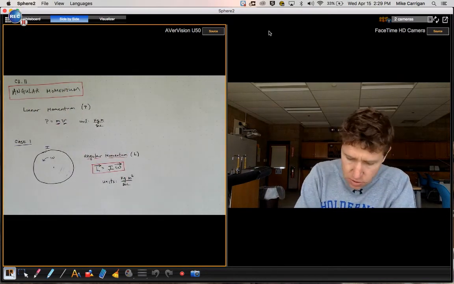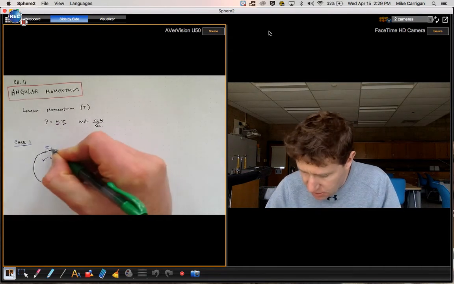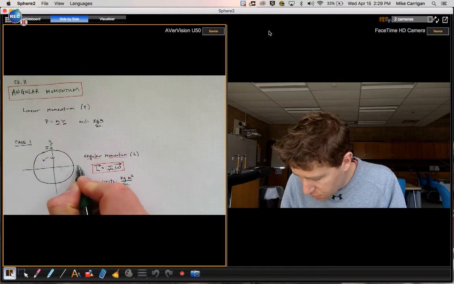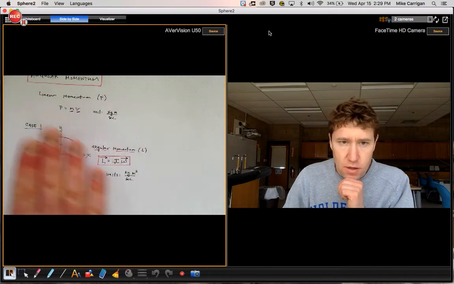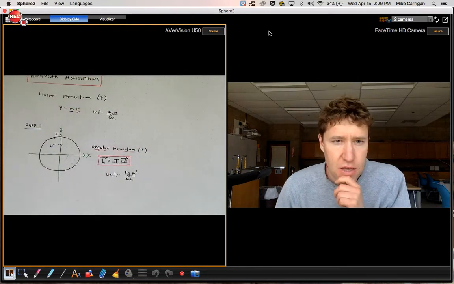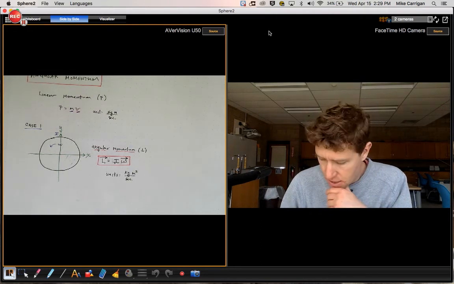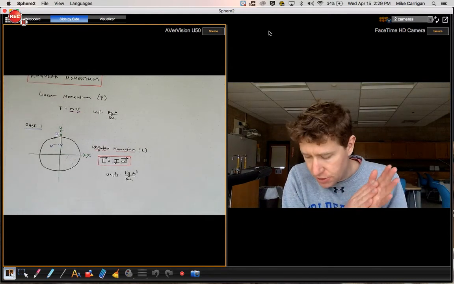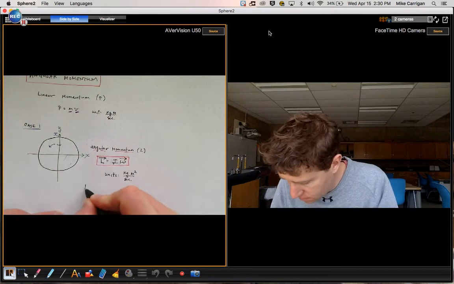In fact, maybe let's do that. I'm just going to randomly define this as existing in some XY plane like this. So if the platform is rotating in the XY plane, then the direction of the angular momentum has got to be in the Z direction. Now the question is, is it in the positive Z direction or the negative Z direction?